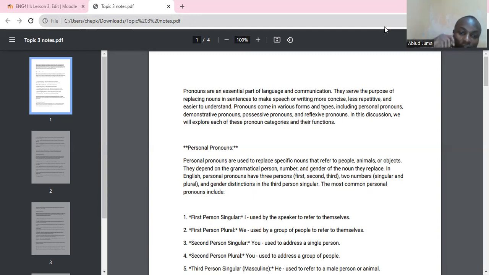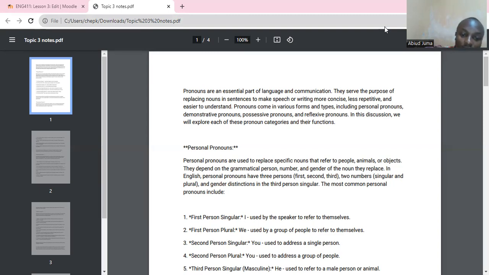And we also have the second person, which is you. We use you to address a single person. So the person who is next to you, you can refer to him as you. And therefore that shows us the second person singular. In the second person plural, we still use you to address a group of people. Therefore, you can refer to more than one person with you, and you can refer to a single person with you.